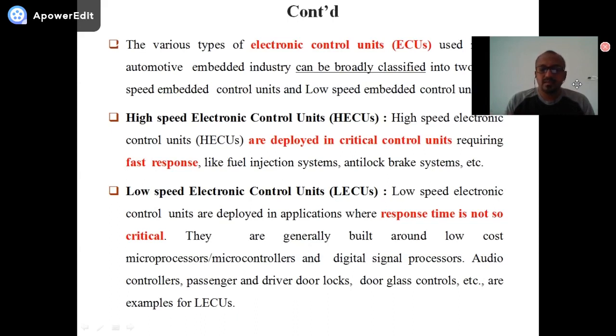But in the case of anti-lock brake systems, a very fast response is required, or for an airbag, a very fast response is required by that control unit or control system. That's why the control units are categorized into two parts. One is high speed control units, where the embedded control units are very fast in response, and the second one is low speed electronic control units, where the response time may sometimes have some delays, but it's not so critical.